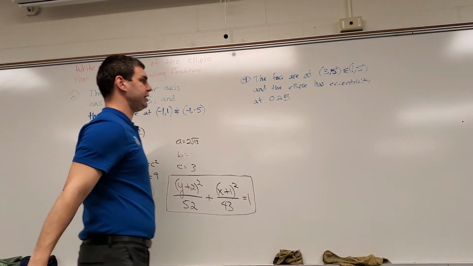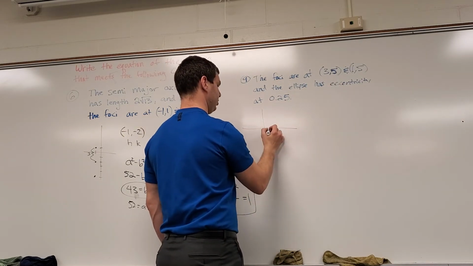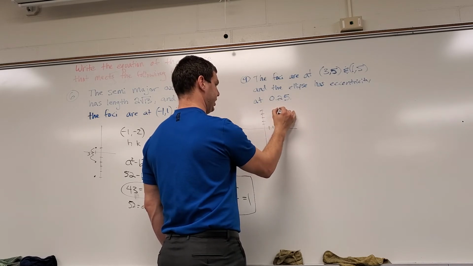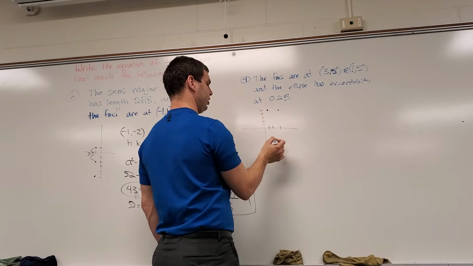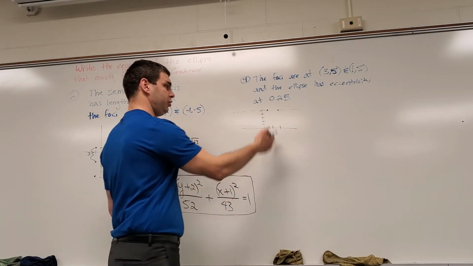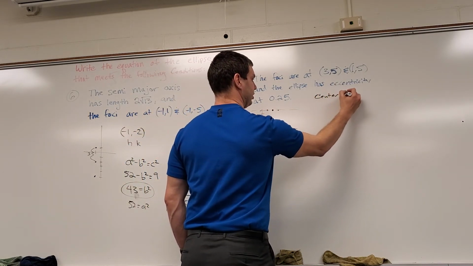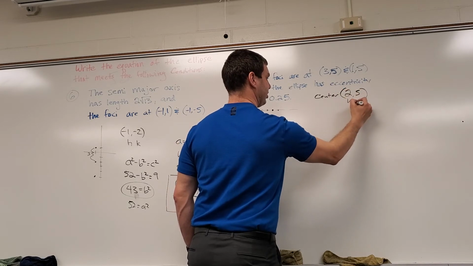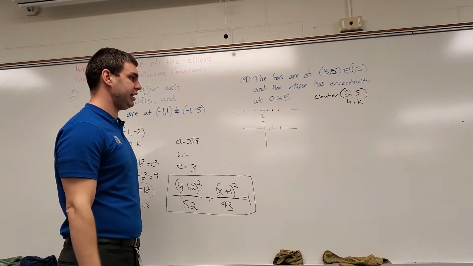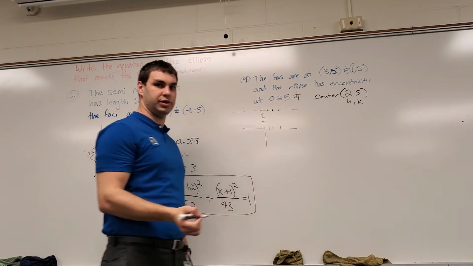If we look at the next one, it says the foci are at (3, 5) and (1, 5). So if we go up 1, 2, 3, 4, 5, (3, 5) and (1, 5). Those are our foci. This one's going to be oriented horizontally, and in between those is (2, 5). (2, 5) is going to be our center. So our center is (2, 5). Again, that's our H and our K values. And then this says this has eccentricity of 0.25. You want to probably think of that as a fraction, and of course 0.25 is 1/4.